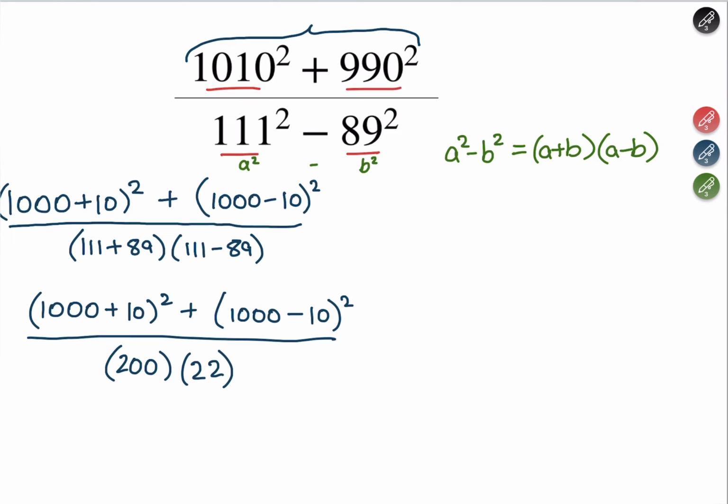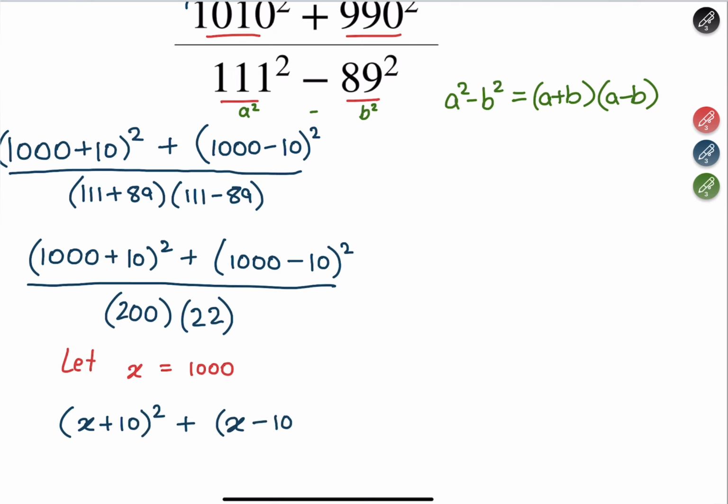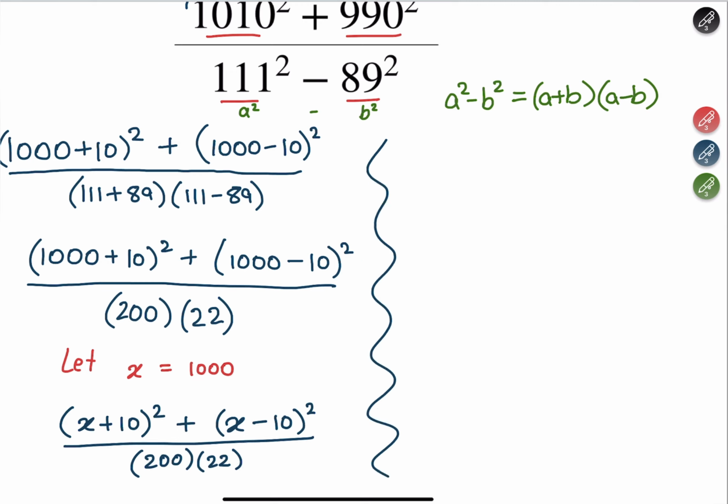Now what we're going to do is a bit different. We're going to substitute 1000 as x. So we're going to write our equation in this form, and instead of writing 1000 plus 10 squared, we're going to write x plus 10 squared plus x minus 10 squared. And we're going to keep the denominator the same, 200 times 22. Now I'll continue on this side of the page to make things easier.